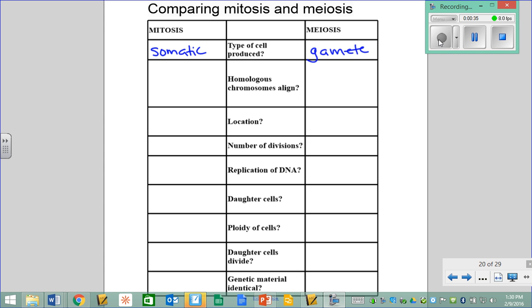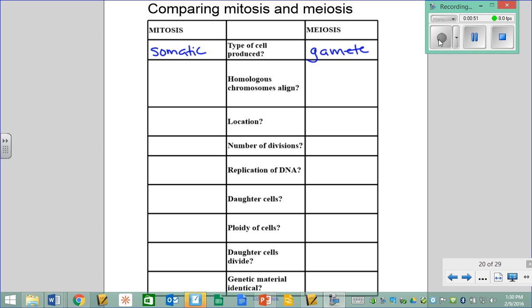Now, germinal cells are the ones that do meiosis, but not the ones that are produced. So for the moment, we'll accept it, but there's a small little distinction, and we're going to actually go over 2 examples of meiosis today that will clear that up for you.